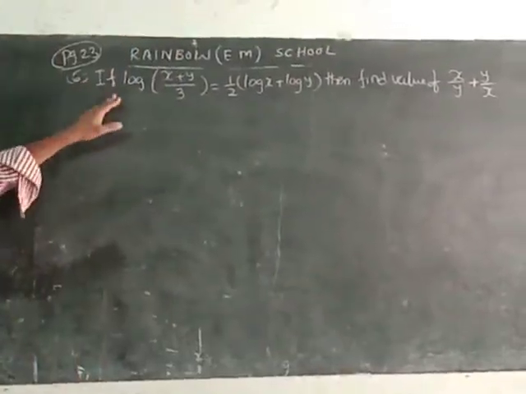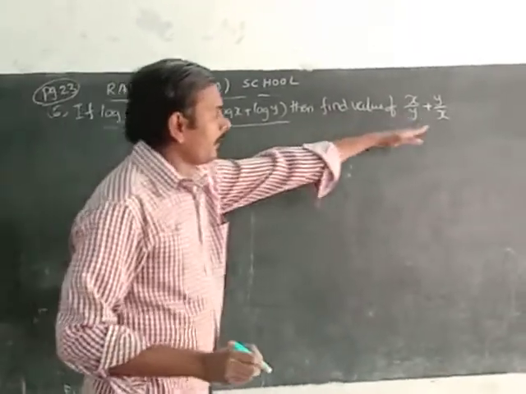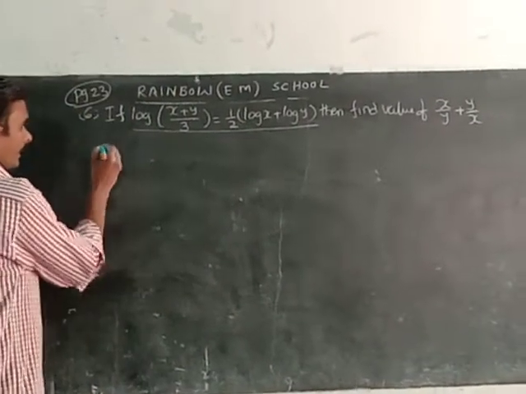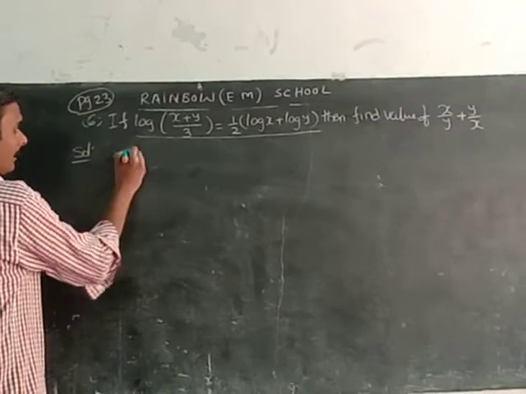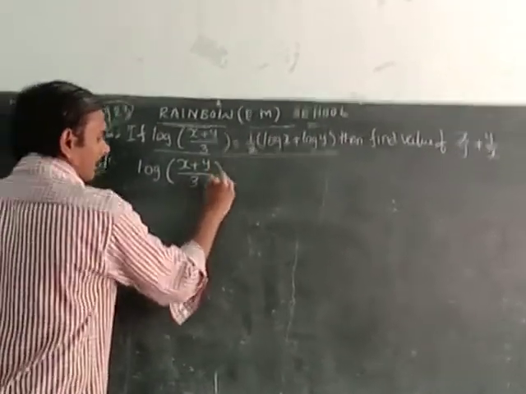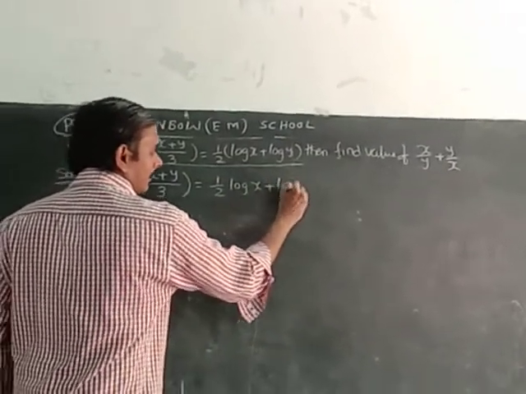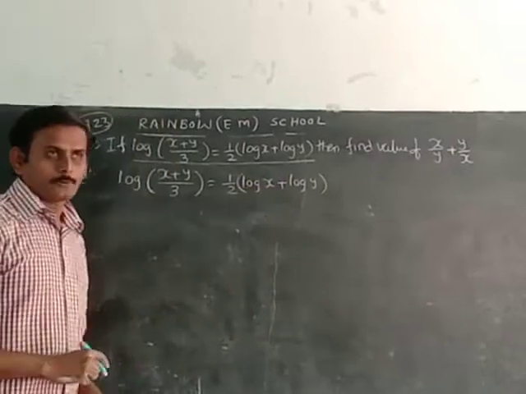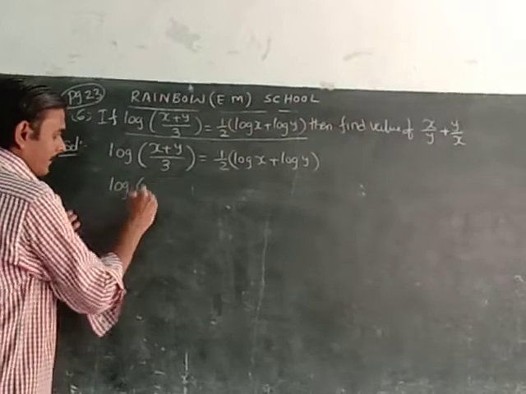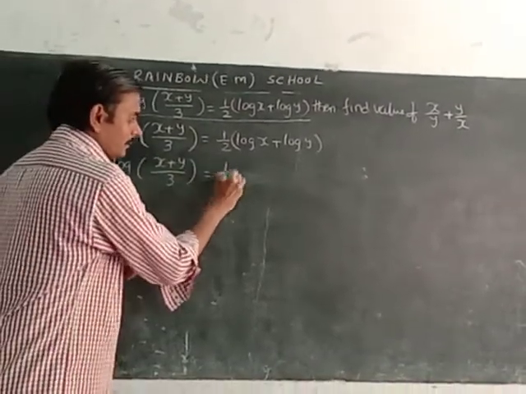By using this part, we have to calculate x by y plus y by x. What is the part we are given? Log of (x plus y) by 3 equals 1 by 2 times (log x plus log y). Now same as this, you have to copy: log of (x plus y) by 3 equals 1 by 2 also, same, right?